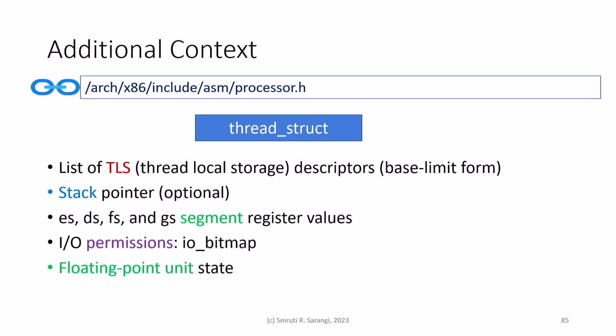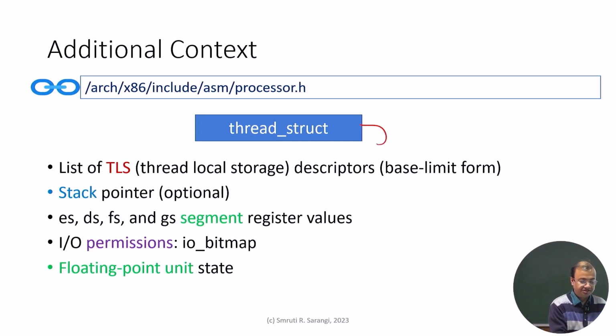There is a little bit of additional context, as we had discussed, which is stored in thread struct. For instance, the thread struct has a list of thread local storage regions. It could have the stack pointer in some implementations of the kernel. It has the segment register values, IO state, and so on. Those are also restored. But as I said, this varies with the architecture. What it stores actually varies with the architecture, and it is not a universal thing. In any case, whatever the state is, everything is restored prior to switching to the user program.